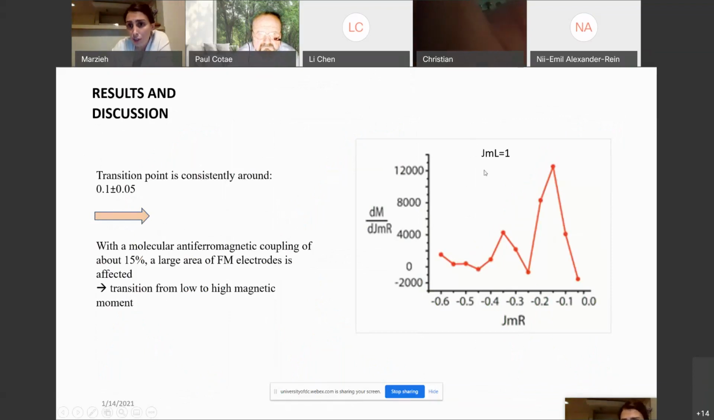And here we have a JML value equal to 1, and this has created antiferromagnetic coupling between the molecule and one electrode. It shows that when the coupling strength is only 15% of the Curie temperature or higher, a large area of the electrodes can be affected, and we can see the effect of the molecular coupling and the induced magnetic behavior on the whole device.